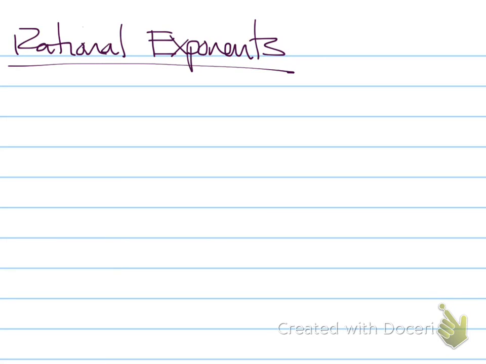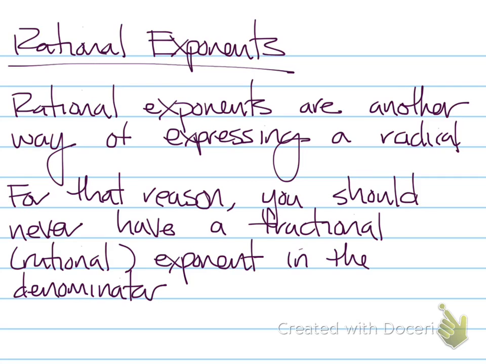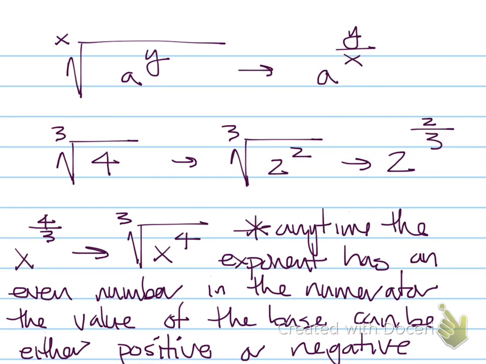In this lesson, we're going to be looking at rational exponents. Rational exponents are just another way of expressing a radical. So for that reason, you should never have a rational exponent in the denominator. You should rationalize the denominator.